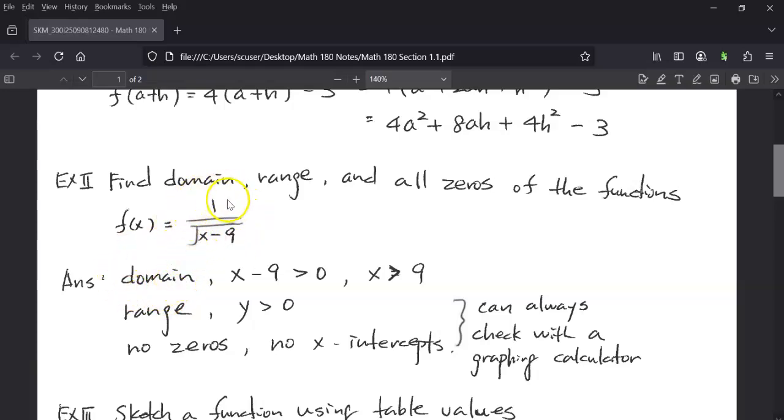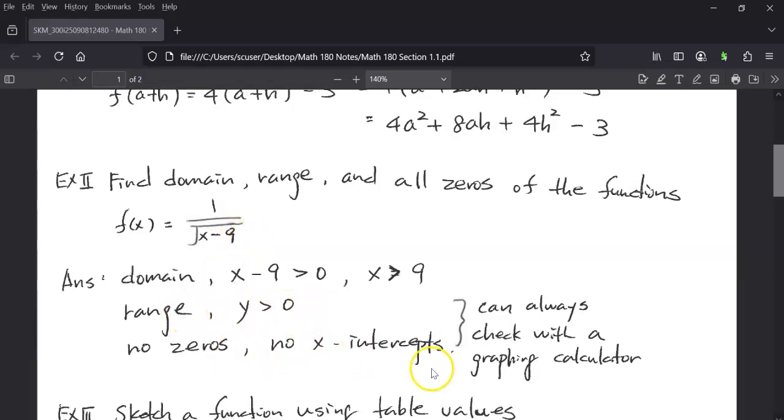For this particular question, first of all, the domain means what can x be? And x happens to be under the radical. Anything under a radical has to be greater than or equal to 0. So x minus 9 is greater than 0, so our domain is x greater than 9. X can't be less than 9, because that would make this radical negative. And the range can be anything.